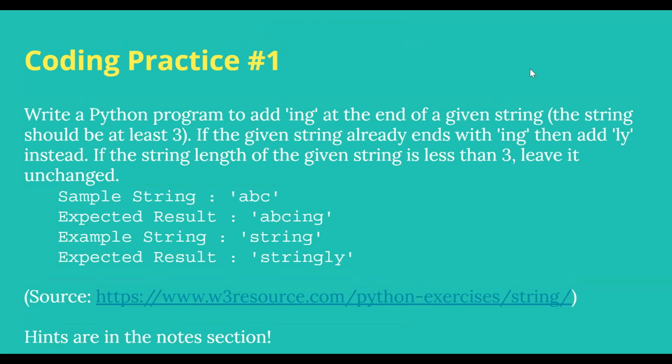So the first one is to write a program that will add the string ing at the end of a given string. It'll take in a string with a length of at least 3, and we want to add the suffix ing to it. But if the string already ends with ing, then we want to append the suffix ly. So if we had a sample string of abc, we would append ing to it, so it would become abcing. But if we have something like string, which already ends in ing, we would append ly to it. And if it's less than 3 characters, we can just leave it as it is.